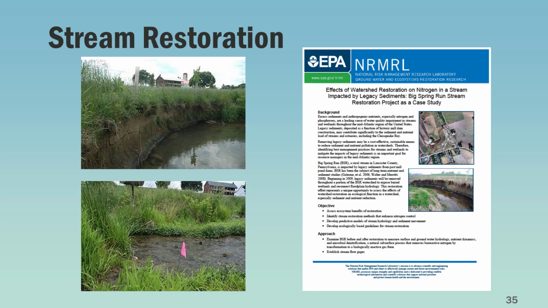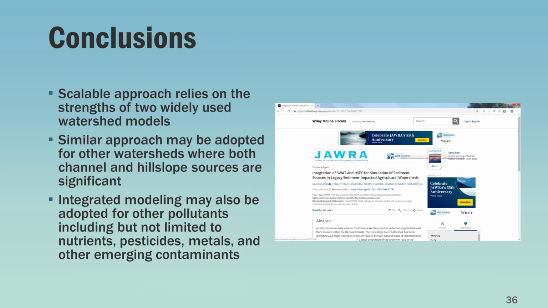This was a joint effort by several entities in the watershed. The document here is from the EPA National Risk Management Lab, which consisted of restoring a part of the Big Spring Run. The photographs here show how the reaches looked before restoration and after restoration, which consisted of removing the legacy deposits and returning them to their initial levels.